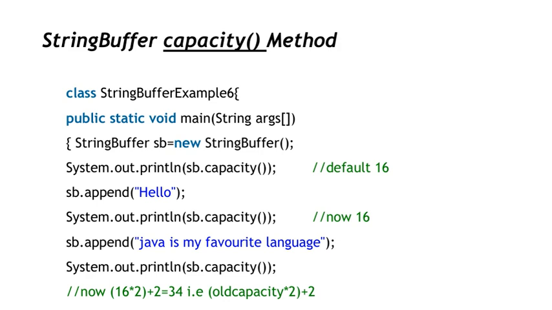This automatic resizing is important to understand because it helps us manage memory efficiently when working with dynamic string data. It also ties into the overall theme of understanding how Java handles strings and buffers behind the scenes.